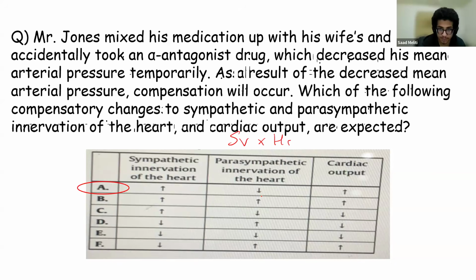Decreasing the parasympathetic innervation will decrease the heart rate. As a result, the cardiac output will decrease. Okay? So I hope that makes sense. So this is basically the opposite of what we took. What we took earlier was what happens when the pressure increases. Now this is what happens when the pressure decreases. Okay, perfect. Last question, guys.